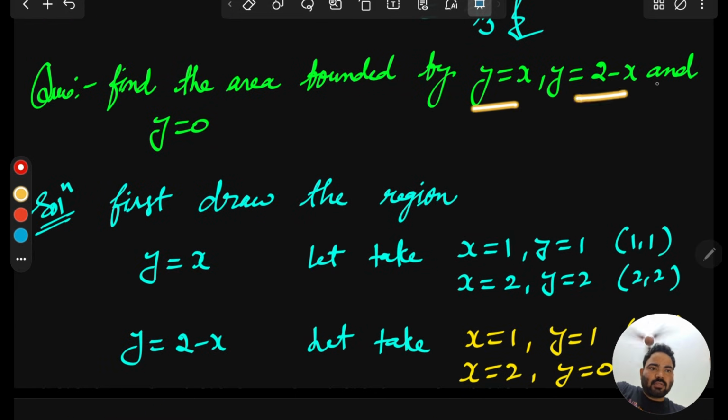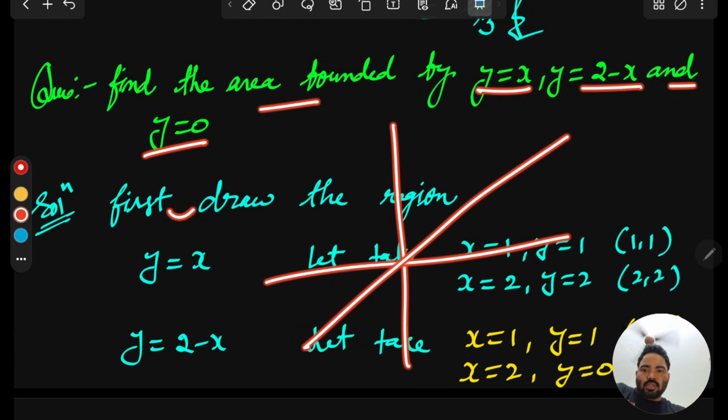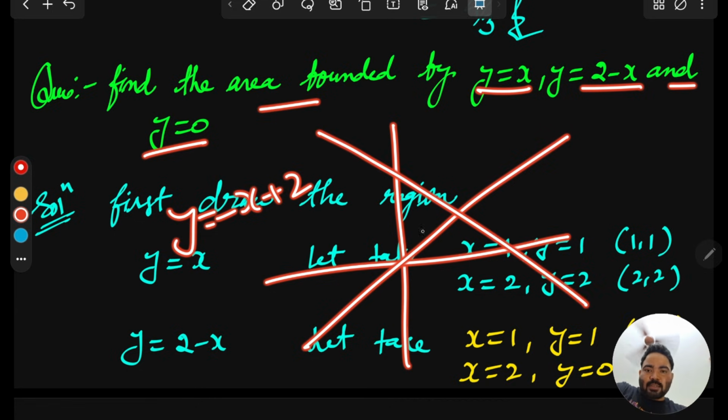y equal to x, y equal to 2 minus x, and y equal to 0. Here you can clearly notice y equal to x, y equal to 2 minus x, and y equal to 0. Find the area bounded by these. y equal to x, you already know this line. y equal to minus x plus 2: minus x you know slopes like this, and plus 2 means it is shifted upward like this.